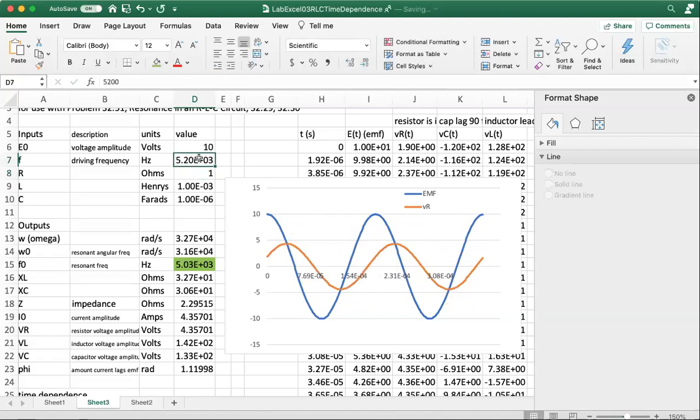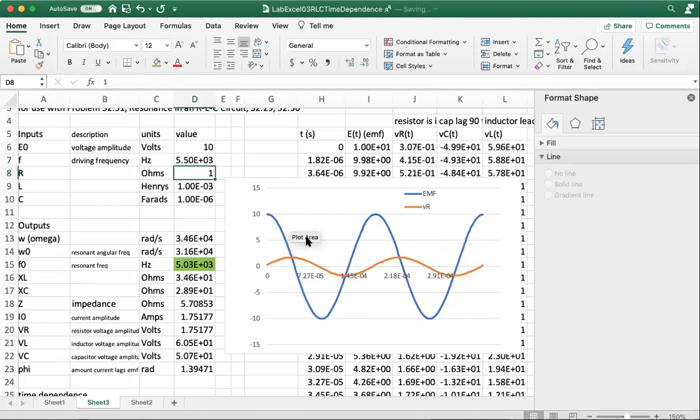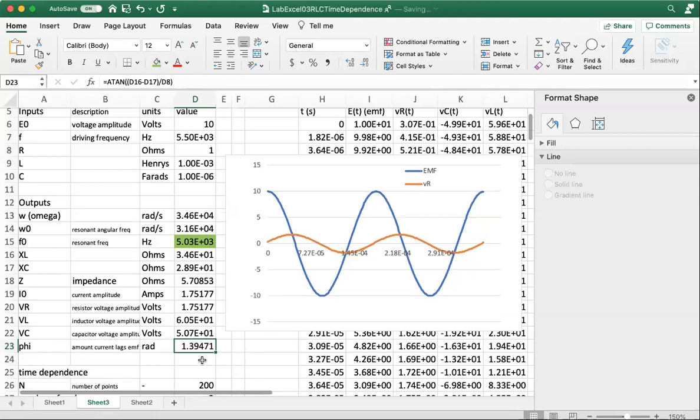We can go to 5,500. And notice right where the blue line crosses 0, that's 90 degrees from the top, right? And that's right where the blue line crosses 0, which is almost where the resistor peaks at its maximum. That's the 90 degrees phase. Well, it's not there yet, 1.39.